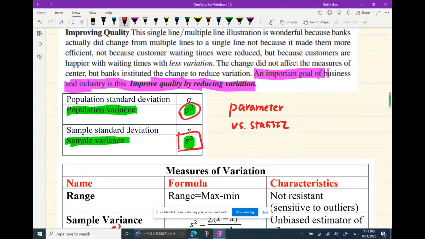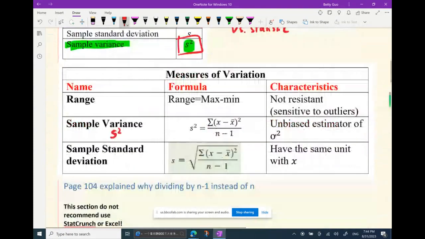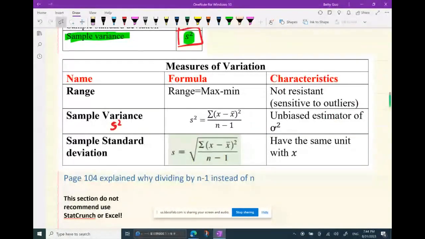Okay, so S square variance is used as an estimator of sigma square. Sigma square is our ultimate goal. In the case that it's not possible or very difficult to know the exact value of sigma square, we use sample variance S square to estimate sigma square. So that's the second measure of variation, called a variance.